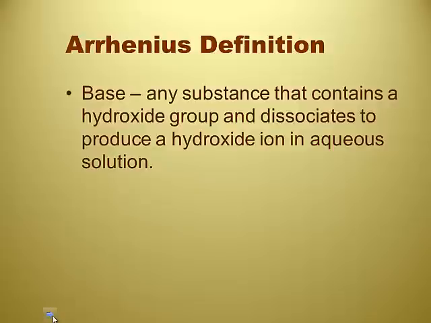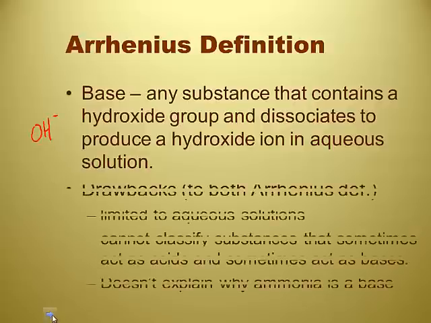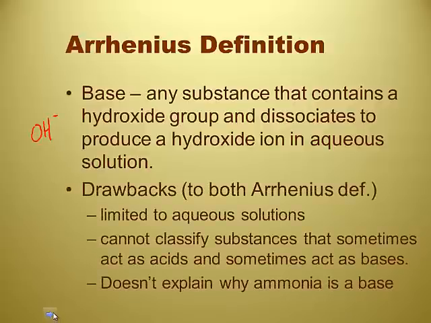So he also comes up with a definition of a base. Any substance that contains a hydroxide group and dissociates to produce a hydroxide ion in an aqueous solution, meaning in water. Hydroxide was one of the polyatomic ions. We've been using that all year long. And there are some drawbacks to Arrhenius' definition. It's limited only to aqueous solutions. Both the hydrogen ion and the hydroxide ion definitions said aqueous solutions, so they have to be in water solutions.